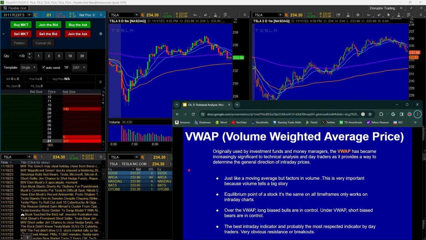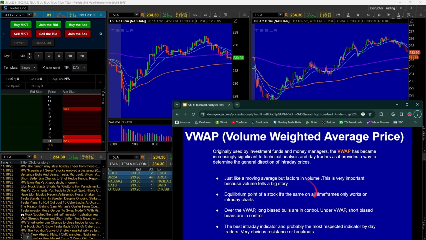A moving average is the price of a stock over a fixed period of time. Like the 9 moving average is the average price of each candle over the past 9 days. The VWAP, on the other hand, is just like a moving average but factors in volume. This is very important because volume tells a big story. Volume is crucial for day trading.